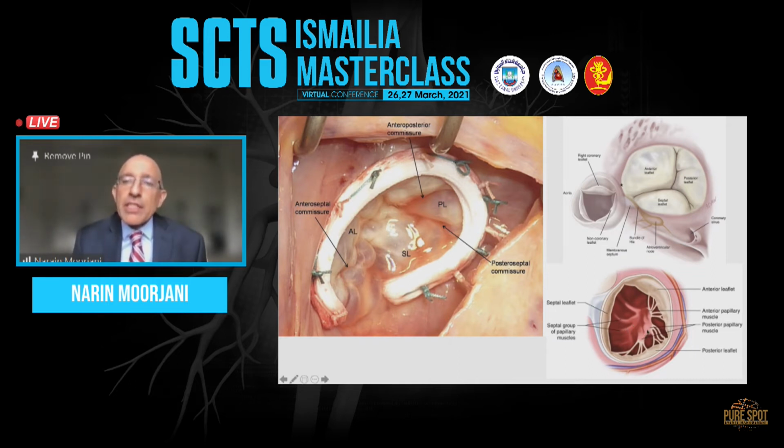The tricuspid valve itself has similar subvalvular structures to the mitral valve, with the papillary muscles, the chordae tendineae, the leaflets themselves, and the tricuspid valve annulus around the structure.